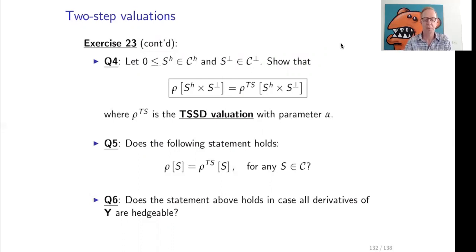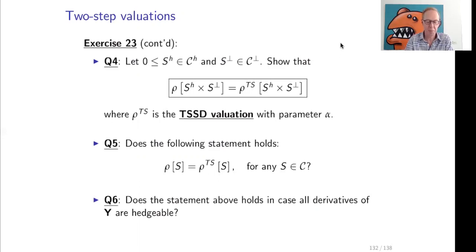Try to prove this, that in fact for unit-linked related claims such as H multiplied by S orthogonal, the rho that we defined corresponds with the two-step standard deviation valuation. And then, like I said, if you can solve these first 4 questions by yourself, then you're ready for the exam. You're well prepared for the exam.